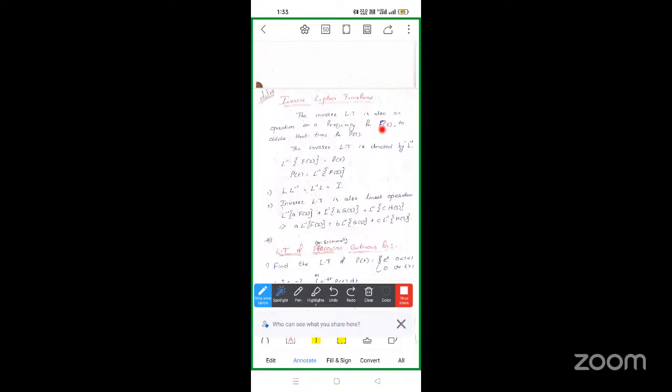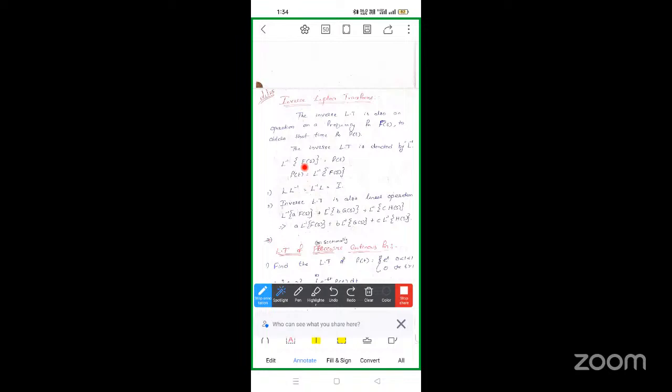The inverse Laplace transform is denoted by L inverse, L to the power minus one. So the Laplace transform is denoted by L and the inverse Laplace transform is denoted by L inverse. These two are inverse to each other. We know the formulas of the Laplace transform, so we can easily find the formulas of the inverse Laplace transform. So, L inverse of F of s.